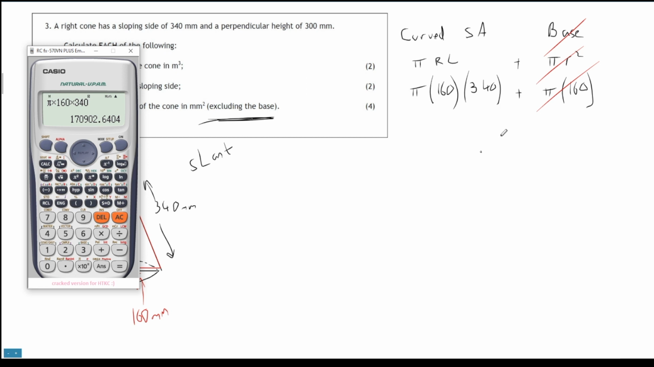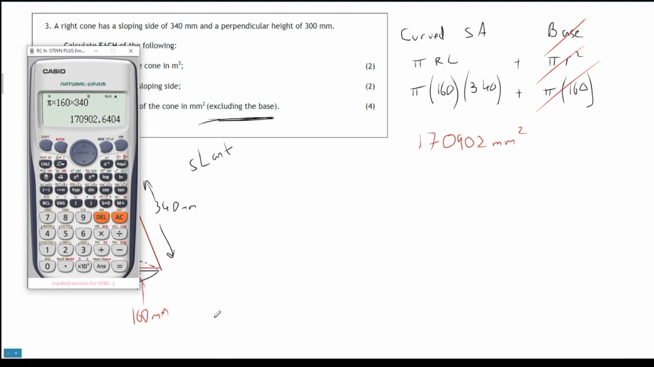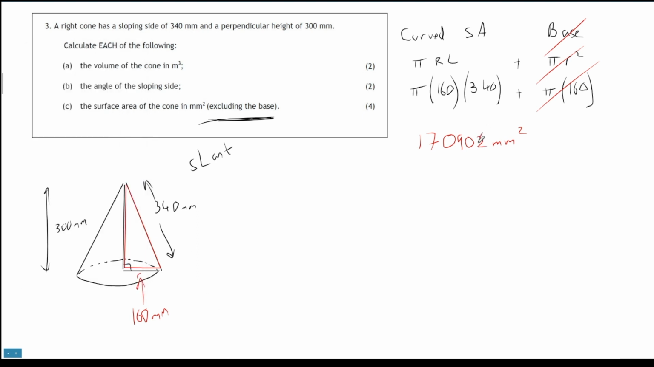So now it's 170902 millimeters squared. Just check it. Oh, that actually rounds up to be a 3. But that's it. Looking good. Right, next question.